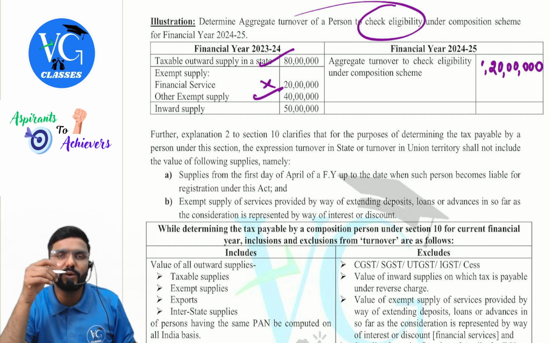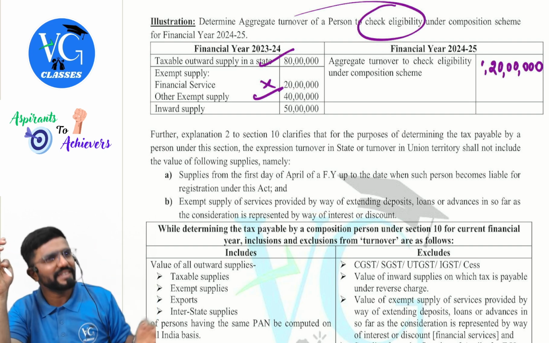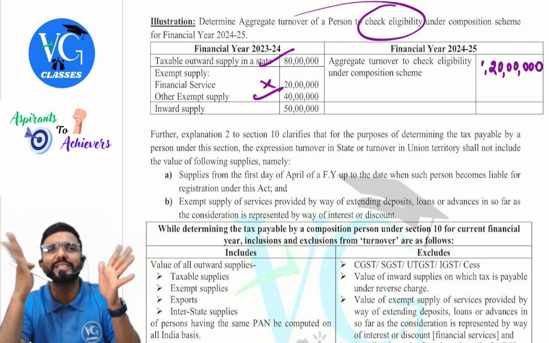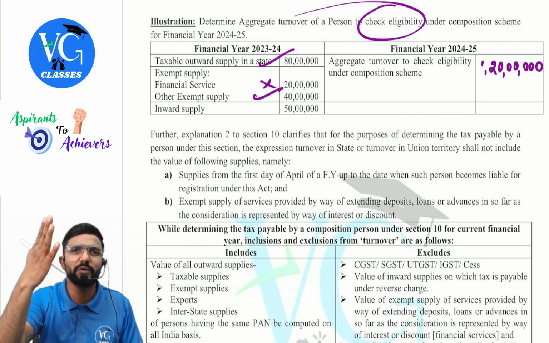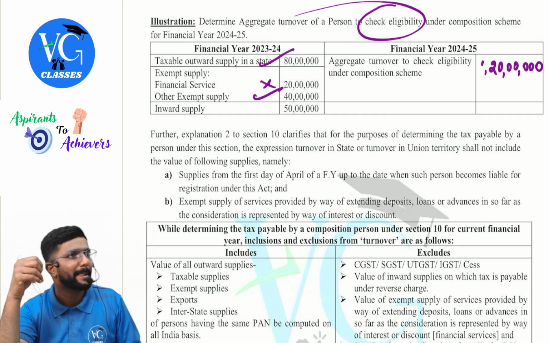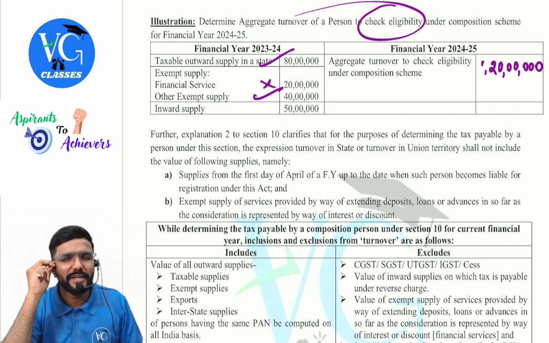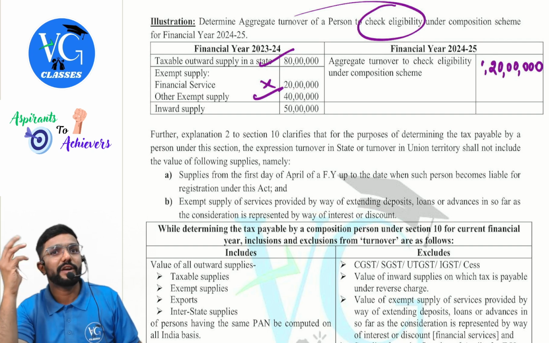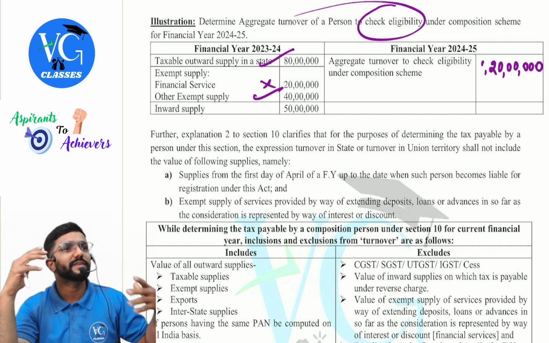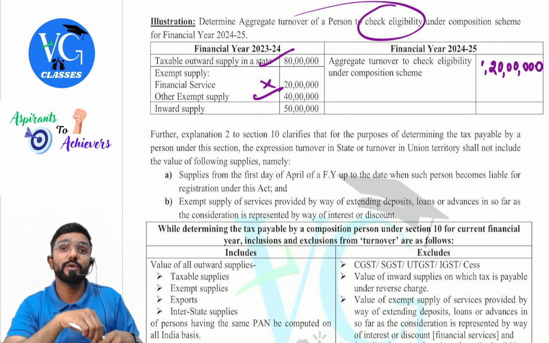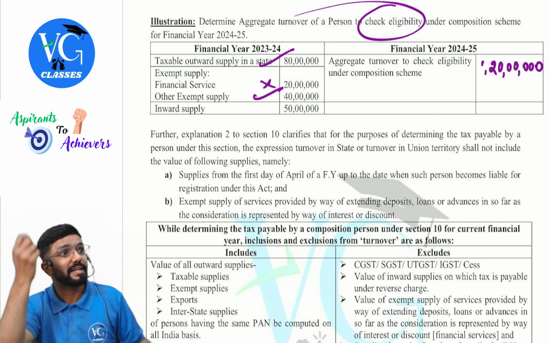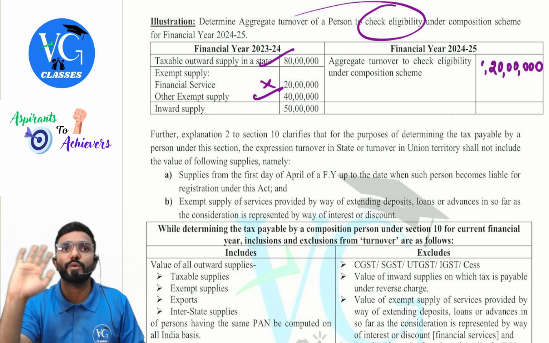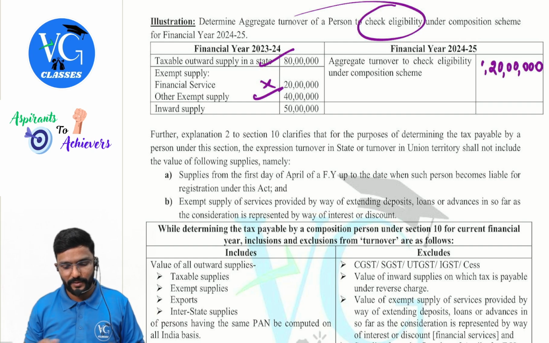Sir, what about inward? Guys, inward, even if RCM is applicable, it is a purchase for me. Purchase is different. Turnover is different. Turnover means what? Sales. Is that clear? Because they will unnecessarily confuse you by telling that he has an inward supply of 10 lakh on which he has to pay tax under RCM, so consider it, since he is liable to pay tax, and add it to the turnover. No. You need not.